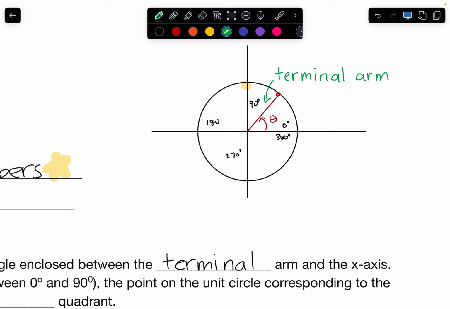So when we talk about angles in the coordinate plane, one side of the angle is the x-axis, the other is called the terminal arm. And which quadrant the angle sits in is determined by which quadrant the terminal arm sits in. Which quadrant does that terminal arm sit in? 1. Positive sine, positive cos. Yeah, good.